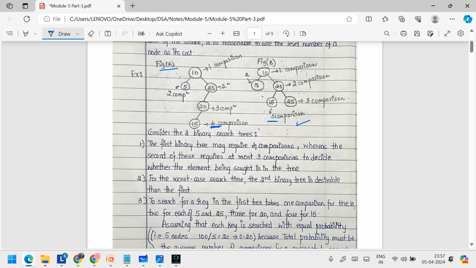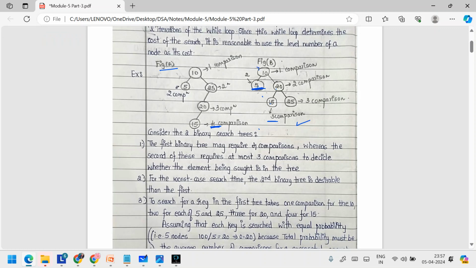But one more thing is there. Now, if I want to find element 5 in this tree B, for example, I start at 10, then I reach 5. So I need two comparisons, correct? So how do I find the probability of finding a given node? I know that there are two comparisons that need to be done. But what is the probability? You know, if there is a dice game, that Ludo game.